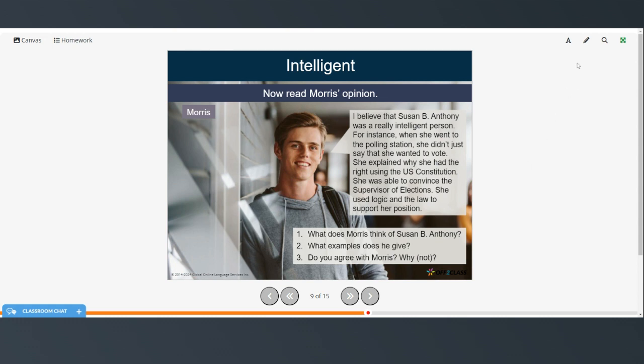So what does Morris think of Susan B. Anthony? He thinks that she was a really intelligent person. And the examples that he gives is that she used the U.S. Constitution to support her argument. So using logic and the law. And do you agree with Morris? Why or why not?